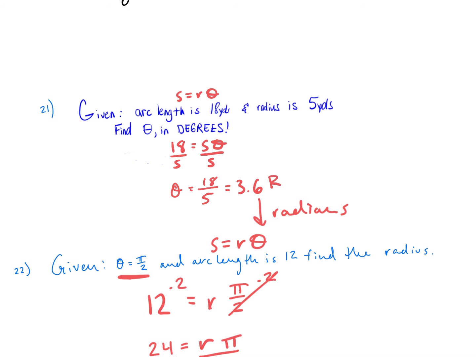But this is in radians, because in our formula, theta is always in radians. So 3.6 radians, I have to convert it to degrees, because my question is asking it in degrees. Wouldn't radians have like a pi? It doesn't have to. Radians don't always have to have pi in it. Okay. So this is 3.6 radians. How do I convert radians to degrees? Multiply by 180 over pi.